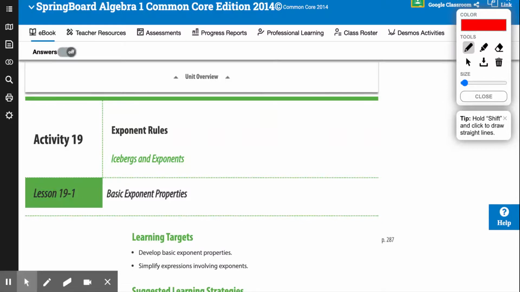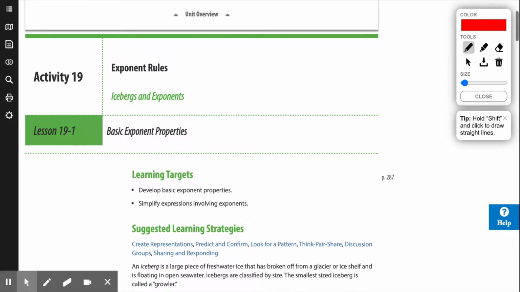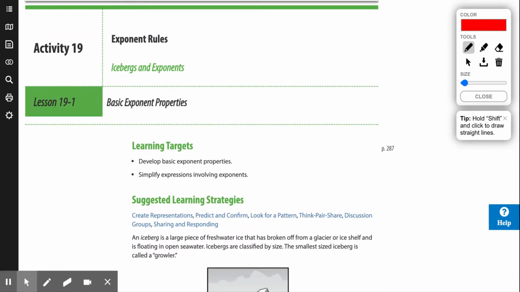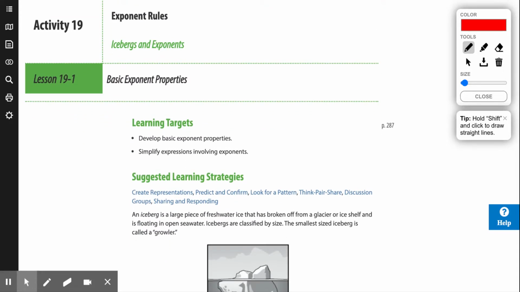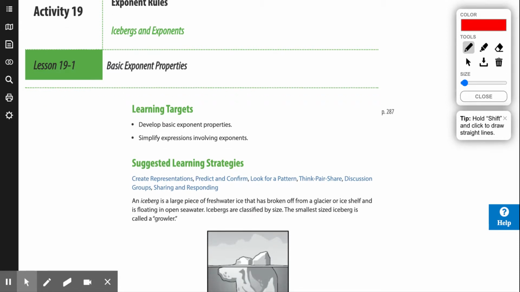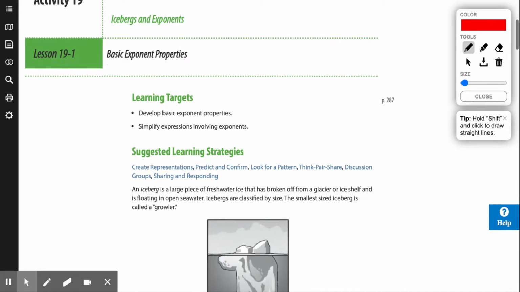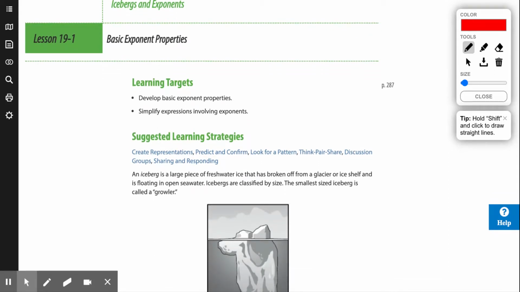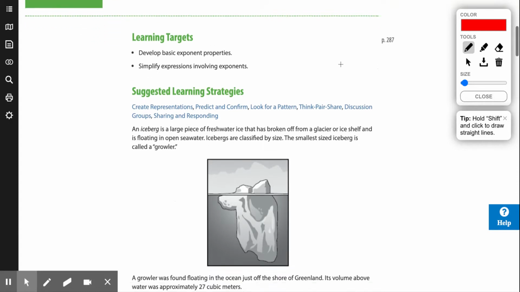Today we're looking at lessons in Activity 19, Exponent Rules. We're just going to go through these a little quicker than normal, since a lot of these rules are fairly easy to understand. You just got to memorize or know what they do. Okay, so let's look at the basic exponent properties first.